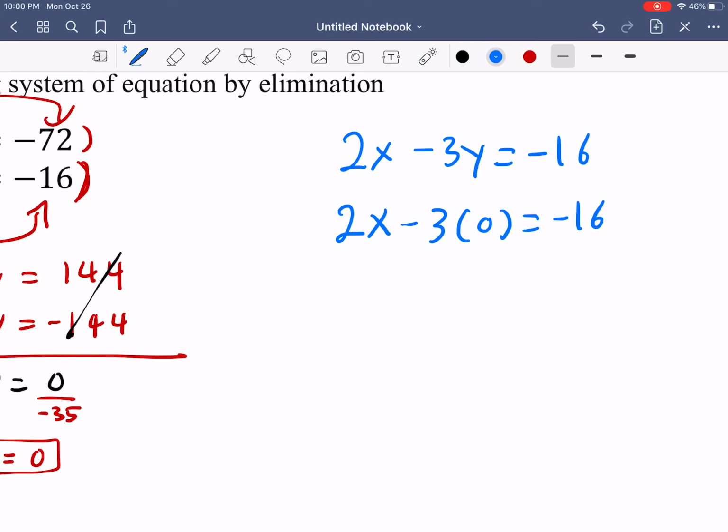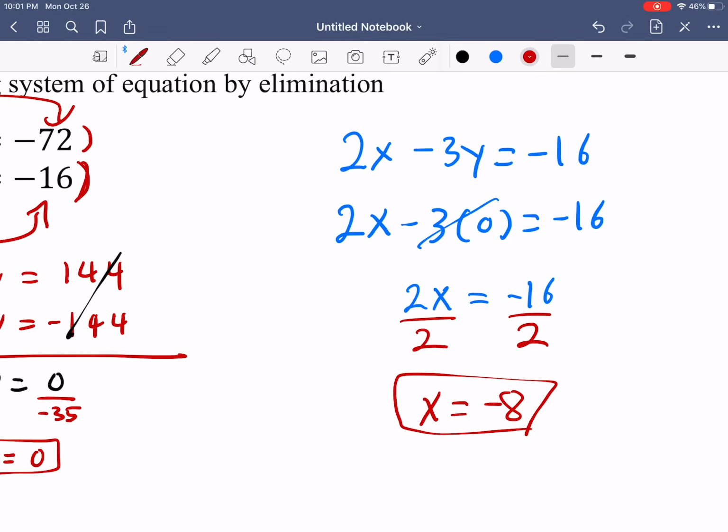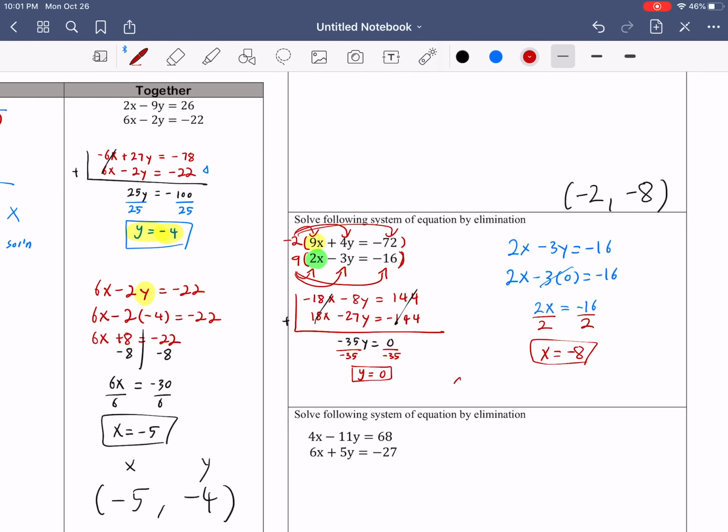So negative 3 times 0 is just 0. So it's gonna be what? 2x equals negative 16. If you divide by 2 both sides, you'll get x equals negative 8. So answer is same. Negative 8, comma 0.